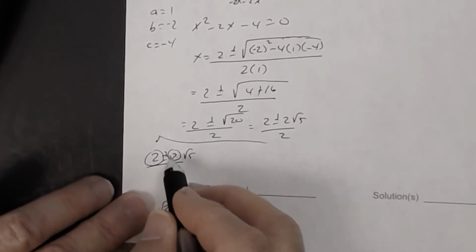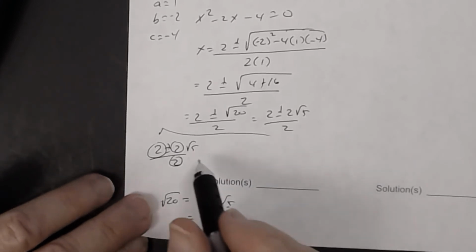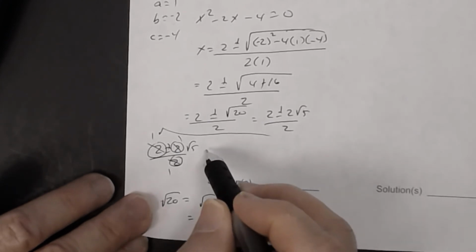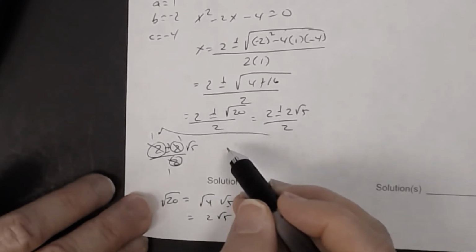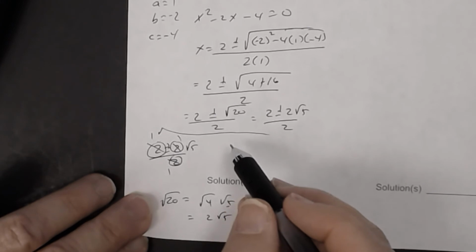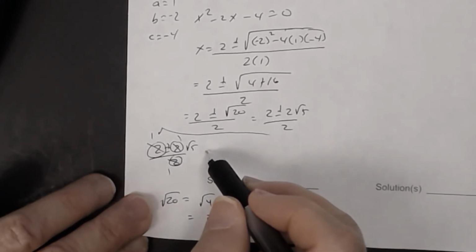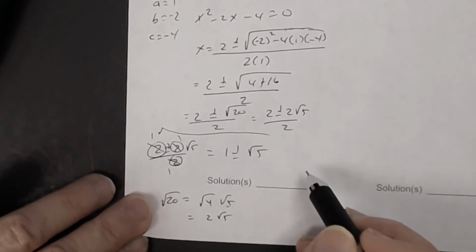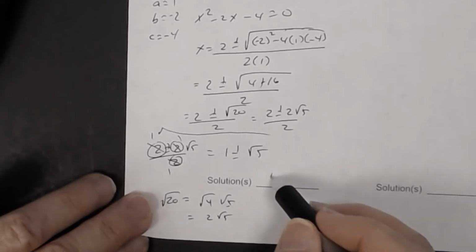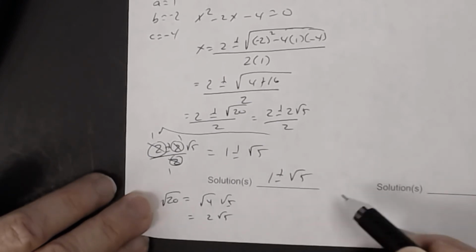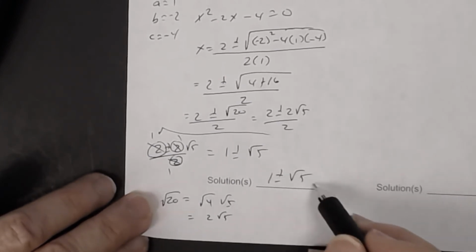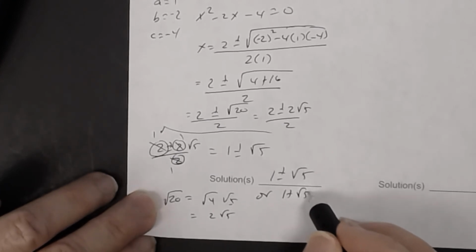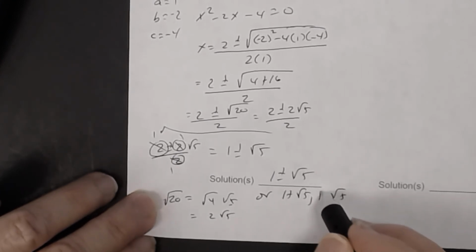Do y'all see that all these numbers are divisible by 2? So if I reduce, that's 1, that's 1, that's 1, right? So the better solution, what they're really looking for, because you have to reduce, is 1 plus or minus the square root of 5. In my math lab, they're going to ask you to separate these solutions. So you could say 1 plus the square root of 5, comma, 1 minus the square root of 5.